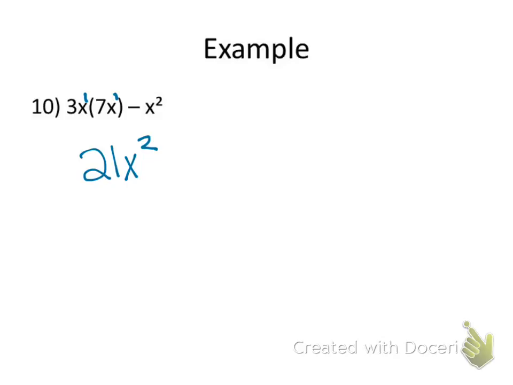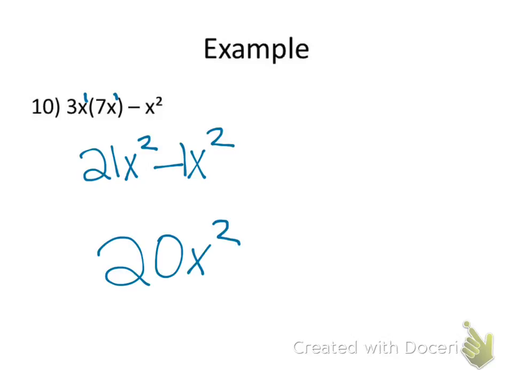The x to the first times x to the first gave us x to the second because we added the exponents. Back here you have minus x squared. What is 21x squared minus 1x squared? Do you change the exponents when you're combining like terms? No, so this is just 20x squared. What are your questions?